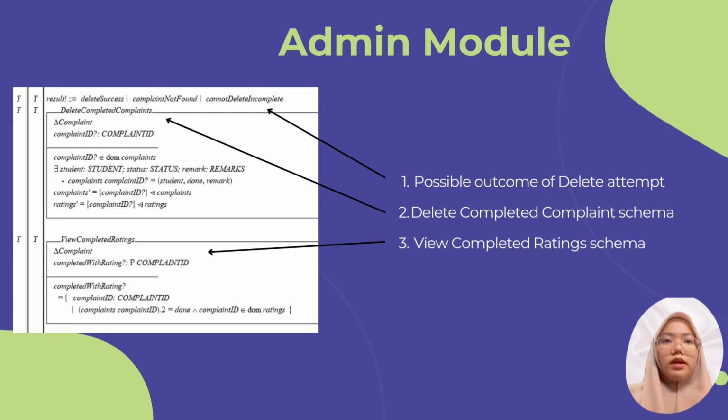We define possible outcomes for a delete attempt. The system can return results like delete success, complaint not found, or cannot delete incomplete, depending on the condition. Then in the delete completed complaint schema, the admin can delete complaints that are already marked as done. And lastly, the view completed rating schema allows admin to see ratings or feedback from students for complaints that have been resolved.